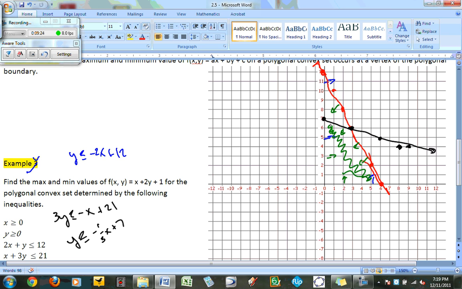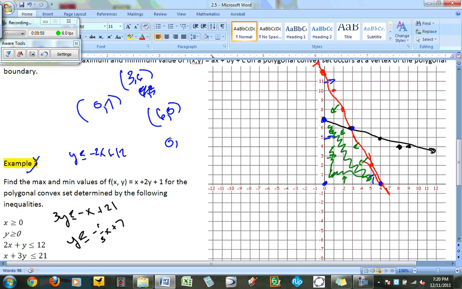And what the vertex theorem said is that the maximum and the minimum are going to come from our vertices. So our vertices, the corners of our polygon here, are going to be at 0, 7, this guy. And then it looks like we have one at 3, 6. And we have one down here at 6, 0. And we have one obviously at 0, 0.